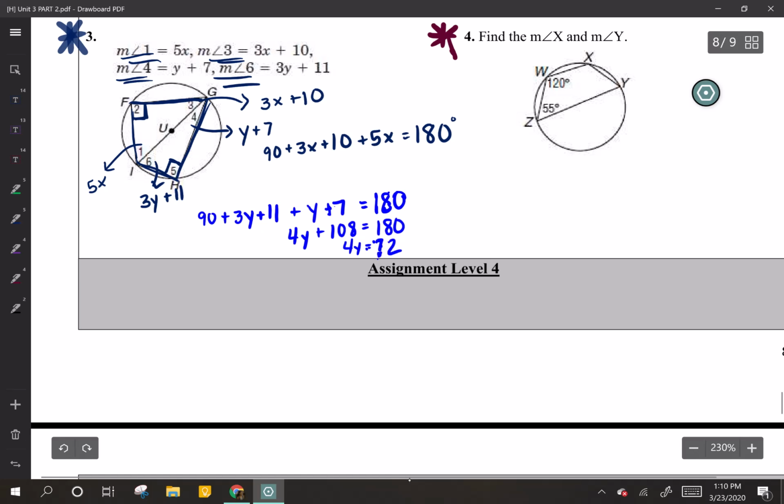And you get 4y equals 72 if you use inverse operations. Sorry, my pen is timing out. And I get y is equal to, let me see if I can fix this real quick. Okay, let's try this again. There we go. Y is equal to 18.